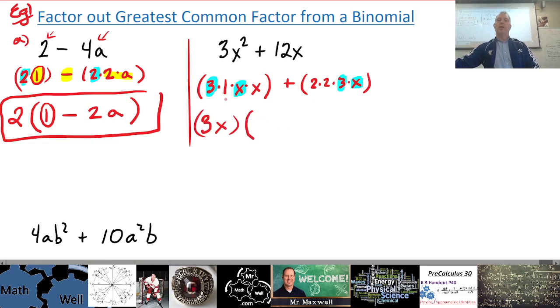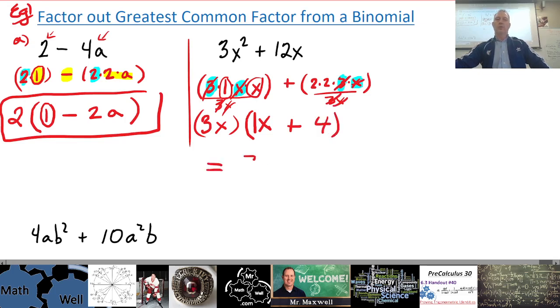What's left over? Really, what I'm doing in these cases is dividing my common factor out, so you can envision this as a division. Well, what's left if I divide 3x out of 3x squared? 1x, or just x. You don't have to write 1 as the coefficient, but I will for now. 1x, because that's what's left over. And those are gone. What's left over? It's a plus. And what's left over here? 4. So 3x is one factor, and x plus 4 is a second factor.